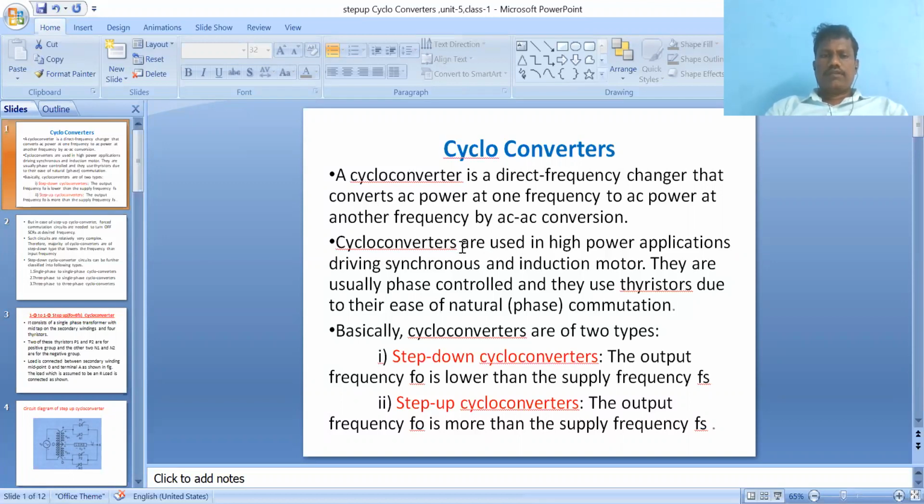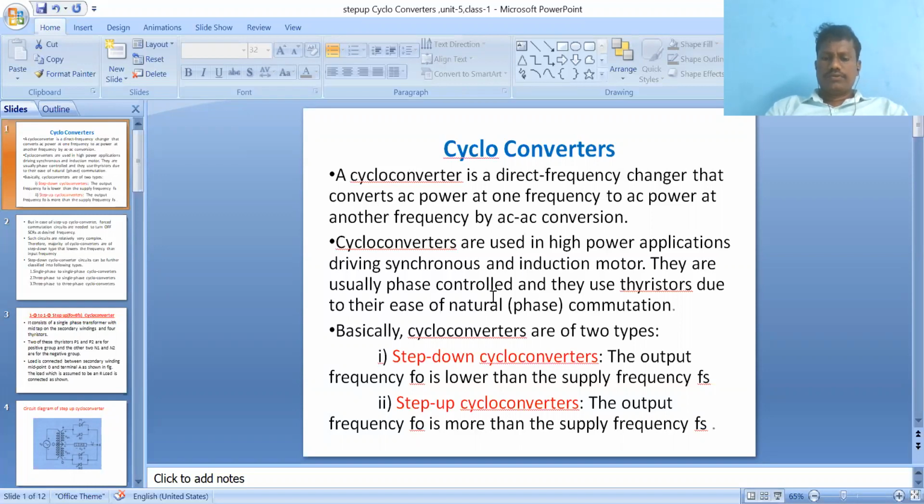So cycloconverters are used in high power applications, that is, washing machines, rolling mills, textile mills, and speed control of synchronous and induction motors. So all are used by using cycloconverters.